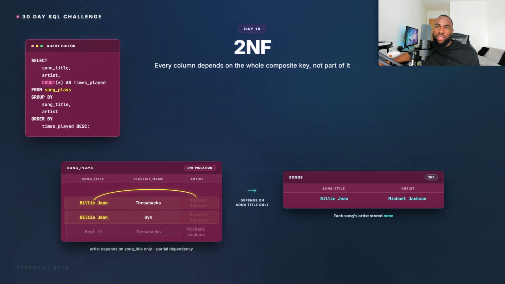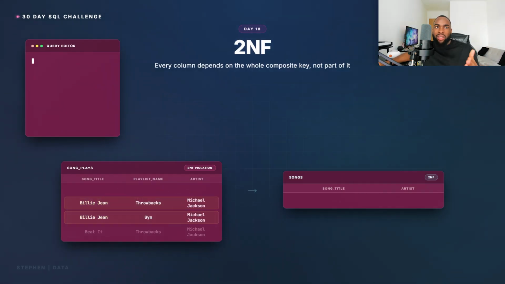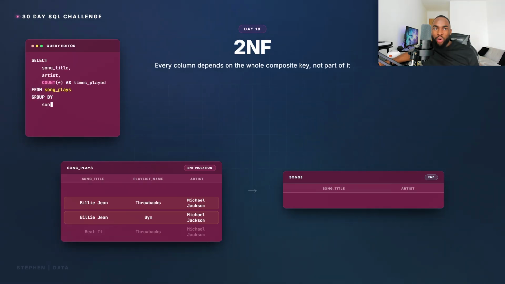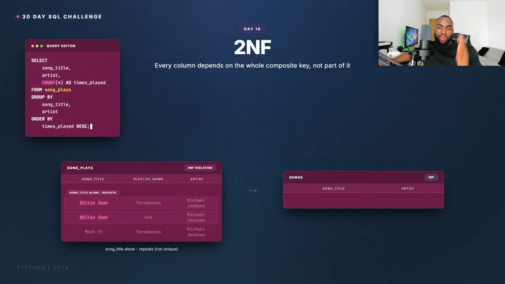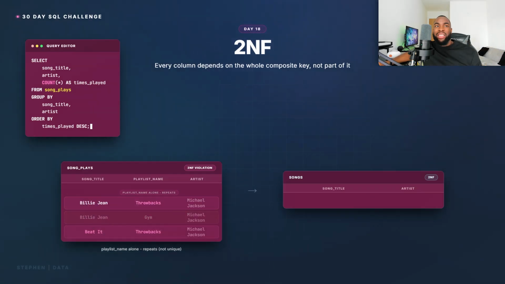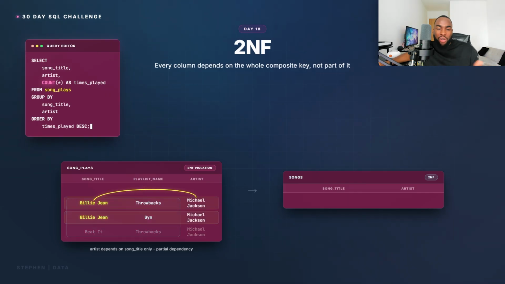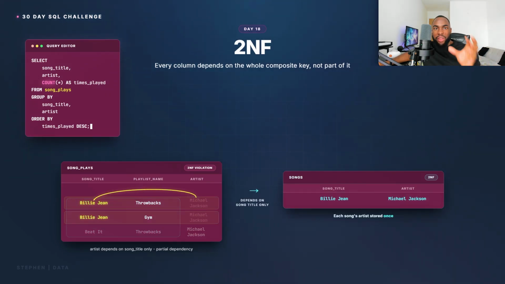So for instance, the primary key for the songs table would be the song on its own, and the primary key for the playlist table would be the playlists. Neither one of them has a composite key, so none of them can actually have a partial dependency in the first place. The moment you create them, that's when they're in second normal form.